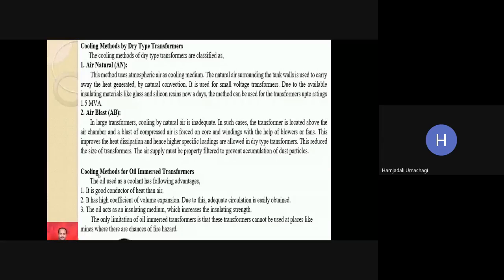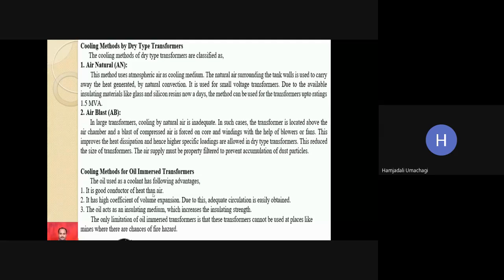Now let us see cooling methods for oil immersed transformer. So the cooling methods for dry type transformer are air natural and air blast type. Now let us see the cooling methods for oil immersed type transformers. Okay. Now before going to see the methods, let us see why we are using oil here. What is the function of the oil? The oil used as a coolant has the following advantages. Why we are using oil in the transformer is because it is a better conductor of heat than air.